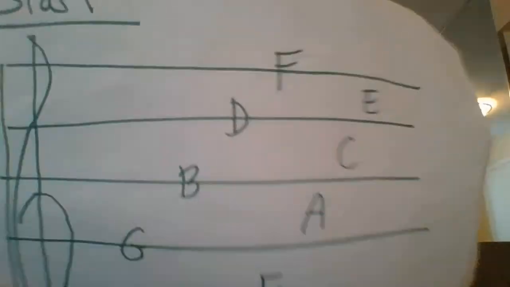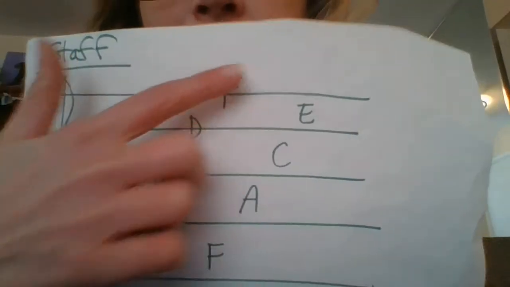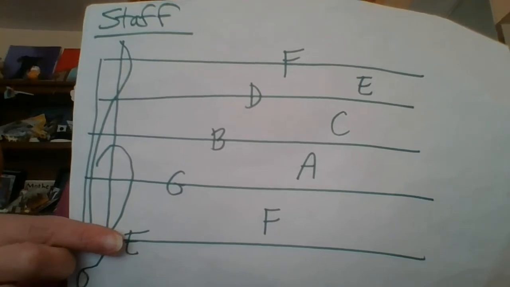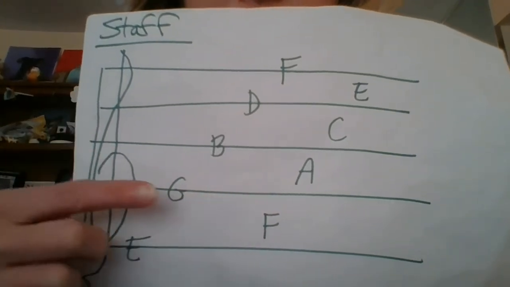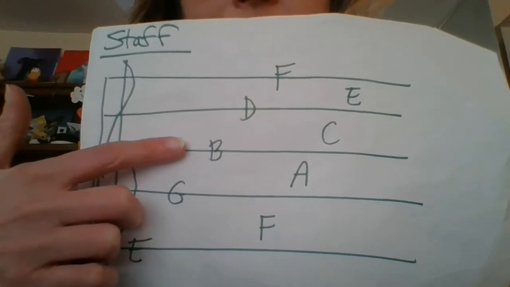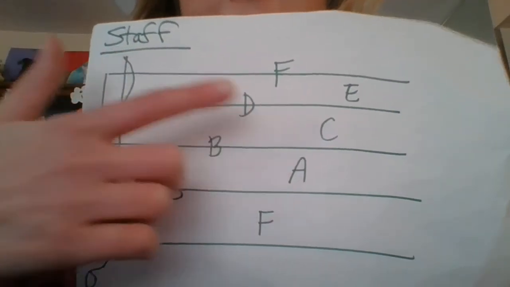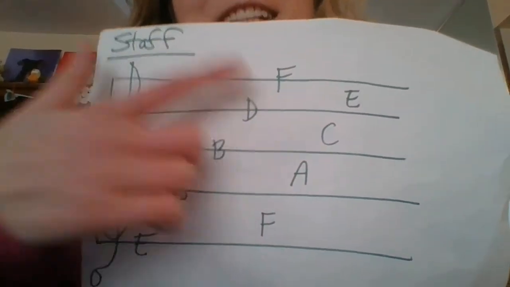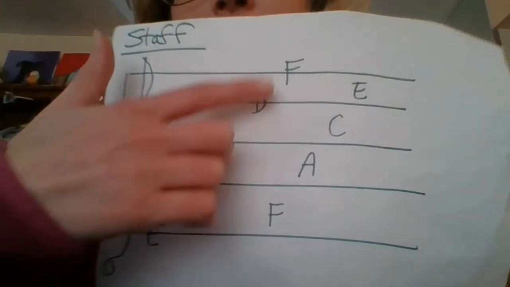Let's do a quick little review of FACE. Every girl bats double fastballs in FACE, F-A-C-E. So tell me if these are line or space notes. Line note, very good. Space, line, space, good job. What's this one? Line, space, line, good job. Space, and what's this one? It's a line note.